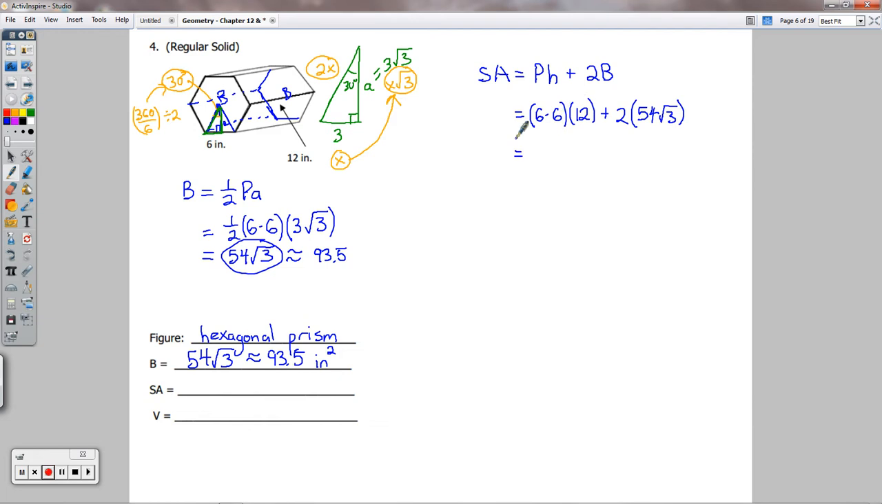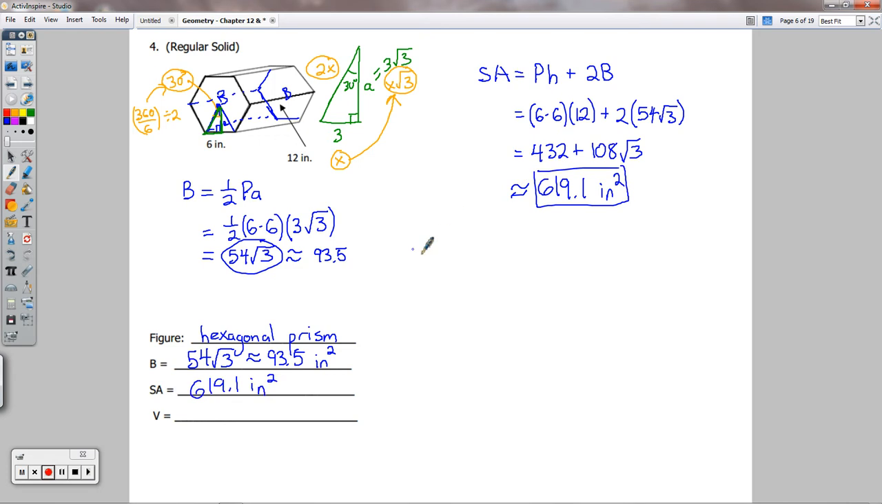So this would be 36 times 12. 36 times 12 is 432. So we have 432 plus 108 times the square root of 3. And that is approximately 619.1. So that is inches squared in this case. So let's write that down here, 619.1 inches squared.